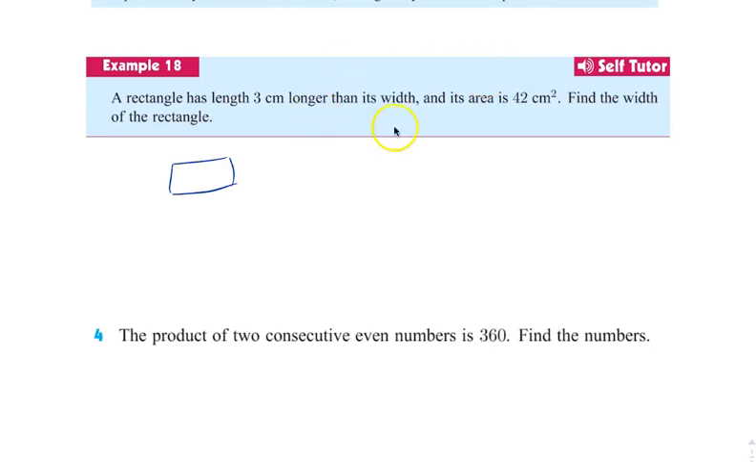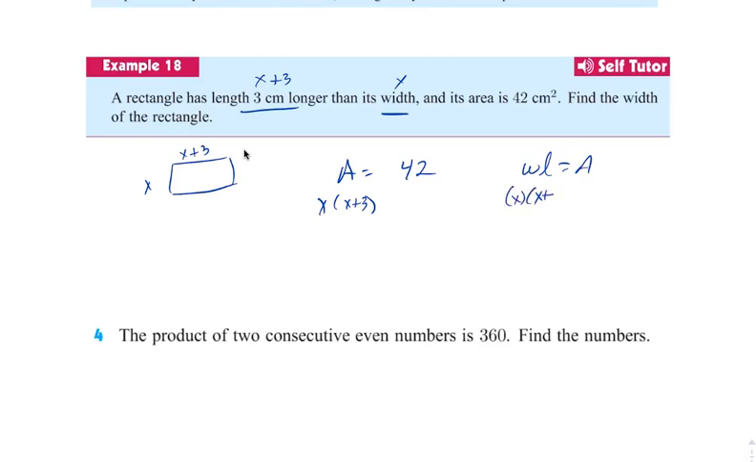What I always do is make the smaller one x. So my width is smaller, it's x. The length is 3 centimeters longer, so x plus 3. If I write that here, x and x plus 3, and the area equals 42. You just have to figure out how to find the area. In this case, that's length times width. So area equals width times length. I know this is x, and this is x plus 3, and this is 42.